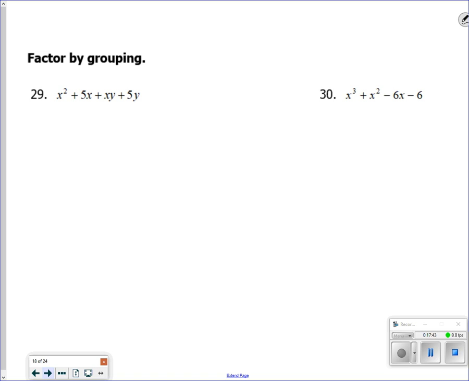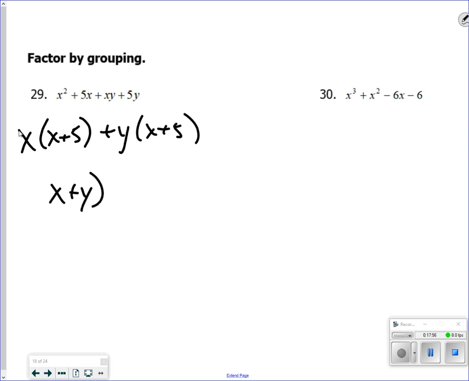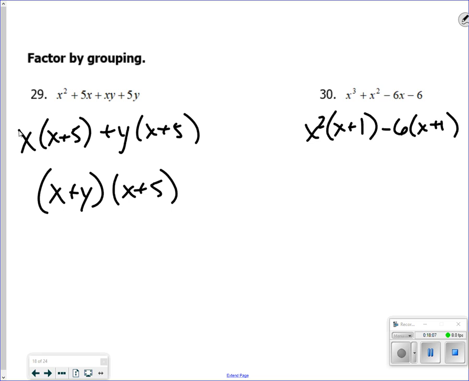Factor by grouping. We've actually already done grouping when I did trinomials with the lead coefficient, so this should be a review. I can take an x out of the first two. I can take a y out of the second two, group the GCF, and keep what's the same. And so in the next one, I can take an x squared out of the first two. I can take a negative 6 out of the next two. So again, I'm dividing out a negative 6 from both of those. Group the GCF and keep what's the same.